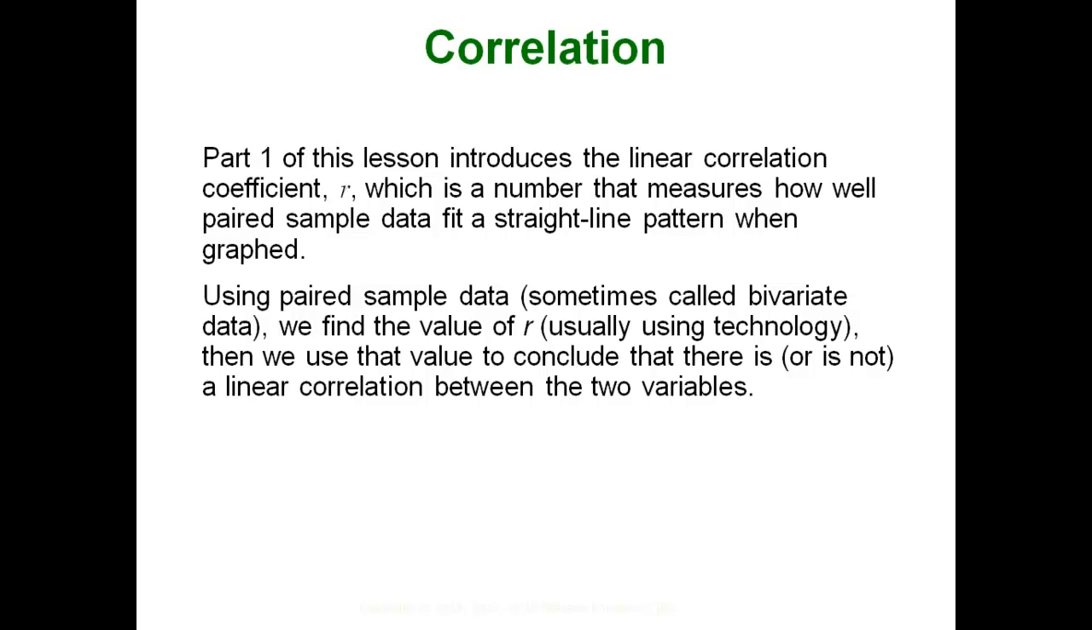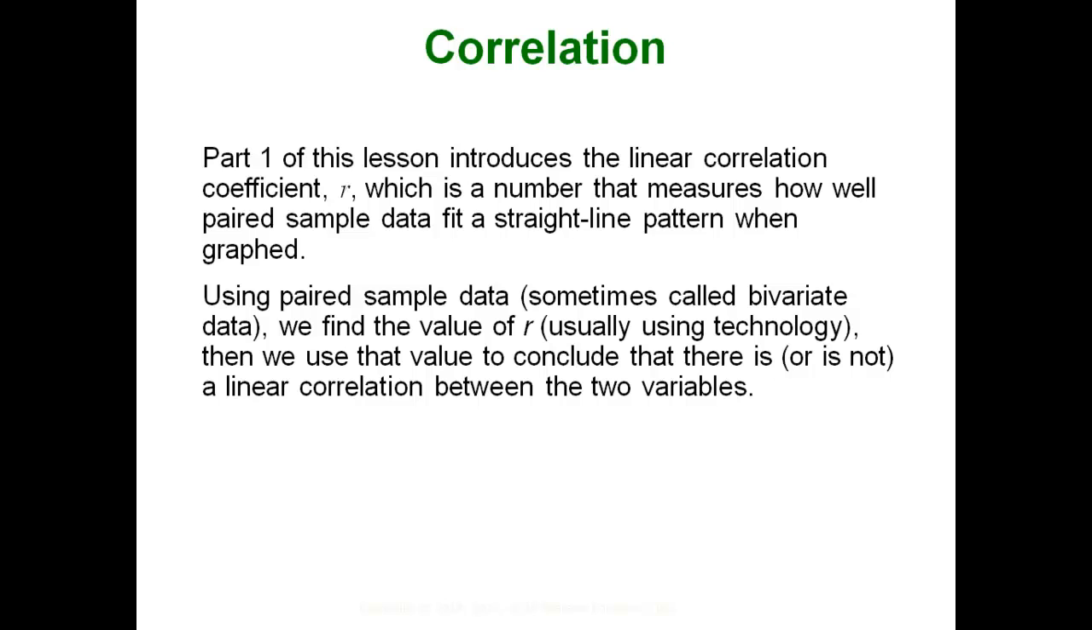Okay, so when dealing with correlation, part one of this lesson is going to introduce the idea of a linear correlation coefficient, which we call R. And R is simply a number that ranges between -1 and 1, and it measures how well our sample data would fit to a straight line pattern if we graphed it. We're going to be making scatter plots. And if our data all lines up in a nice straight line, then R is going to get closer and closer to either 1 or -1, depending on if it's a positive or negative slope. And if it's all scattered and it's not really good at all, then it's going to be closer to 0.